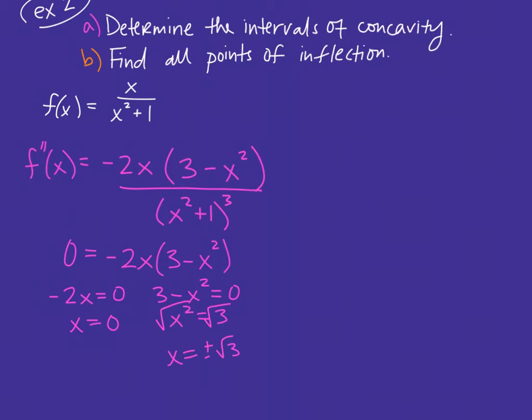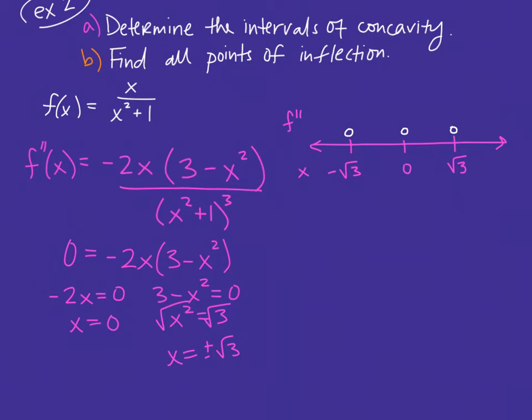The next step is to make a sign chart to determine concavity. And we want to put those three values on our sign chart in order from least to greatest. So we'll have negative root 3, we'll have 0, and we'll have positive root 3. And that's our x values, and we want to test f double prime. We know that if we plug in any one of these three values, we will get 0 out for f double prime. But we want to plug in other points into f double prime.